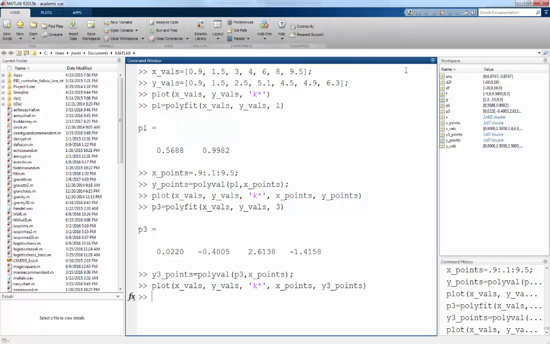Okay, so that shows you some of the functions built into Matlab that has to do with polynomials, both evaluating and getting the derivative of a polynomial that you input, or inputting data and getting the best fit polynomial.